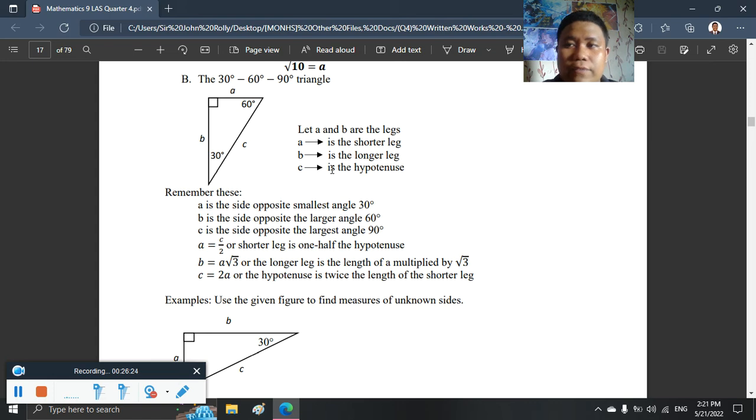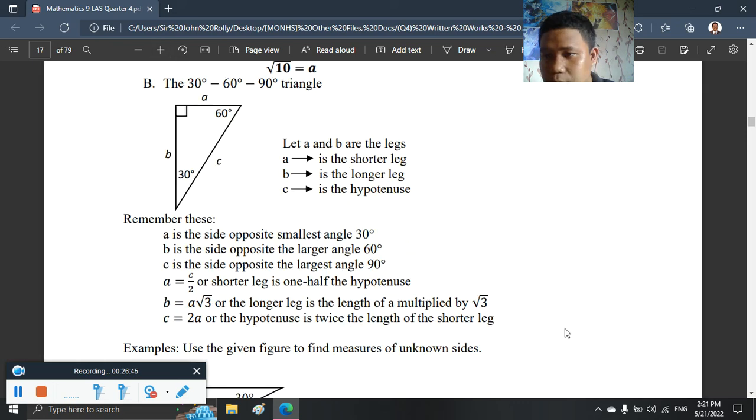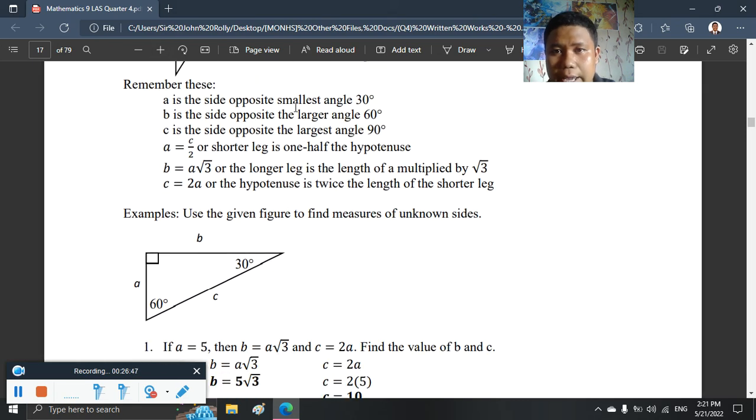So, it is different from the 45, 45, 90 triangle. A, shorter leg, or mubo. B, the longer or taas. C is the hypotenuse. But still, C, why makalupig ni C? C is the longest side of a right triangle. And remember this. I-zoom na to ha. A is the side opposite, or A is the side opposite smallest angle 30 degrees.